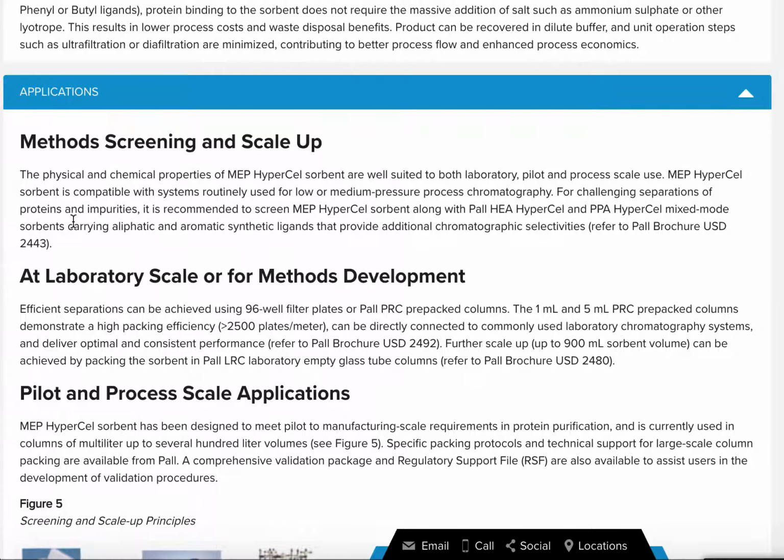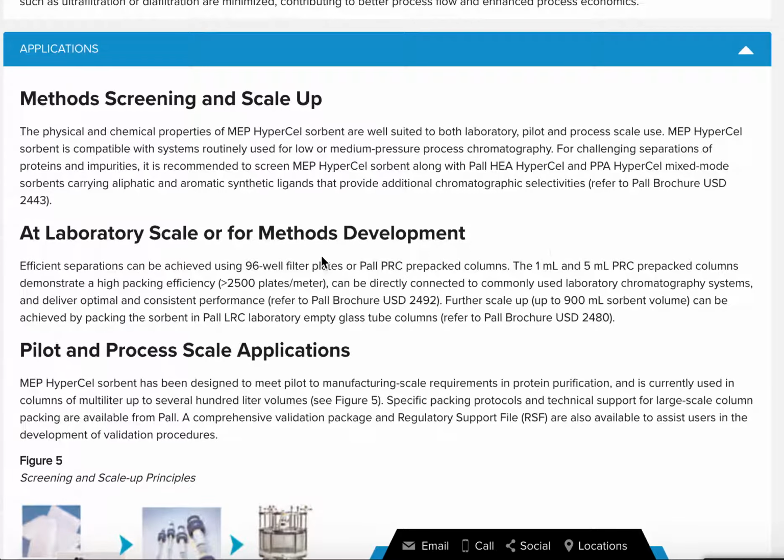For challenging separation of protein and impurities, it is recommended to screen MEP HyperCel sorbent along with HEA HyperCel and PPA HyperCel mixed mode sorbents, carrying aliphatic and aromatic synthetic ligands that provide additional chromatography selectivities.